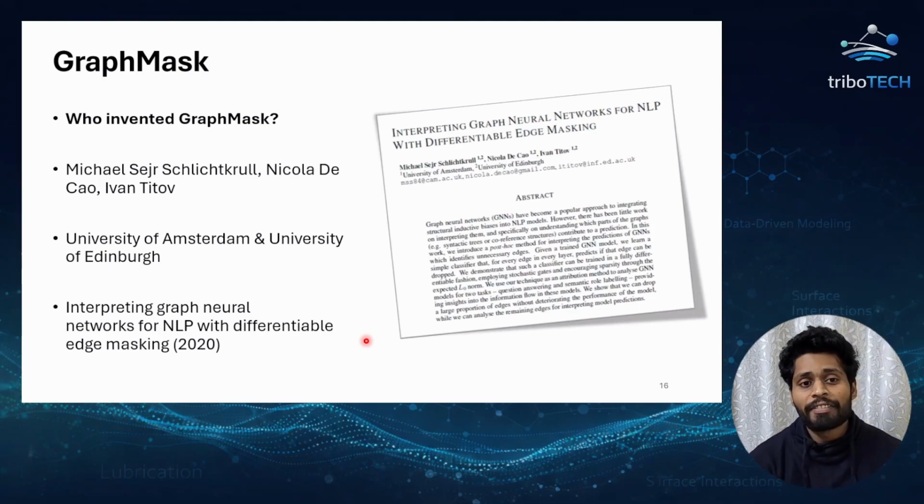Who invented GraphMask? It was invented by researchers from the University of Amsterdam and Edinburgh, and they published this in the form of a research paper titled Interpreting Graph Neural Networks for NLP with Differentiable Edge Masking in 2020. The paper is on your screen.